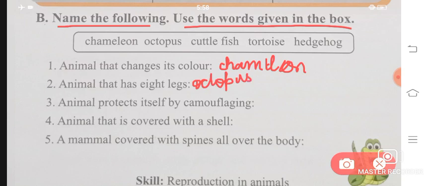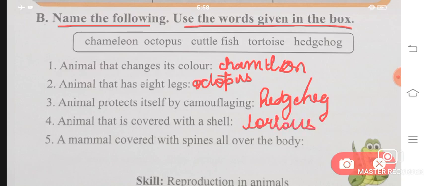Then next is number 3, animal protect itself by camouflaging, hedgehog. Next is animal that is covered with a shell, tortoise. And the last one is a mammal covered by spines all over the body. This is your cuttlefish.